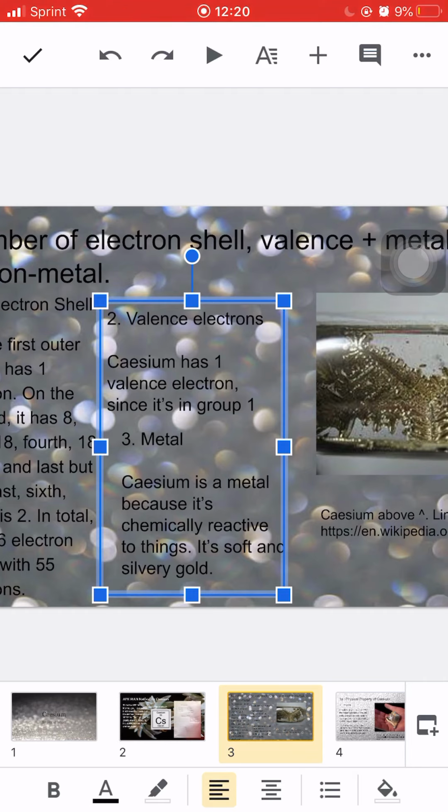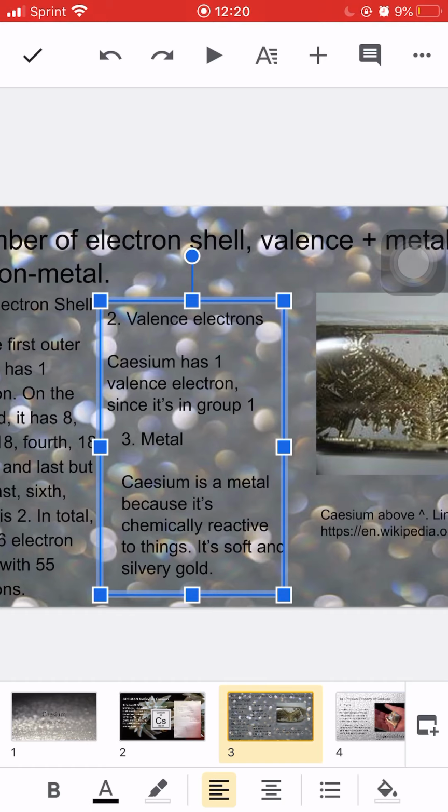And my valence electrons: calcium has 1 valence electron, since it is in group 1. Of course, I went to the periodic table before I did this, and I saw that calcium was in group 1 on the periodic table, so that's how I got that.